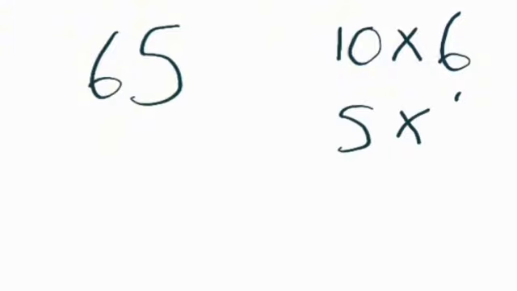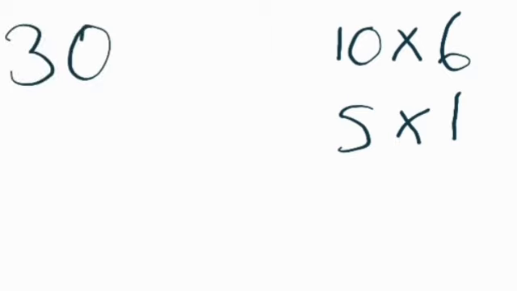When we're looking at 65, it can be broken down as 6 tens and 1 five. Now 30. With 30, we're going to break it down like we did with 65. So first, we're going to be looking at 10% of 30.